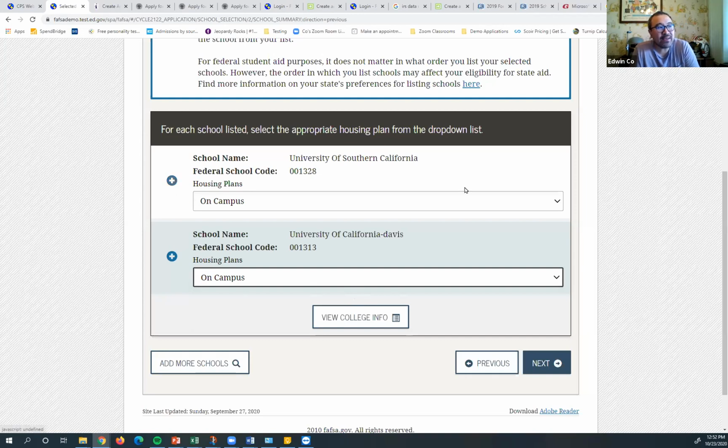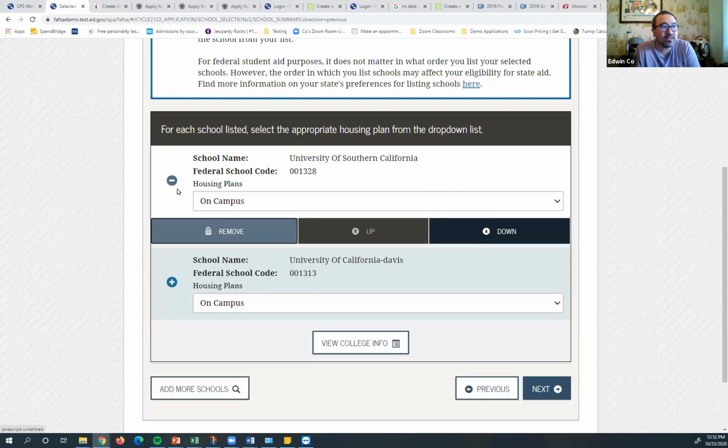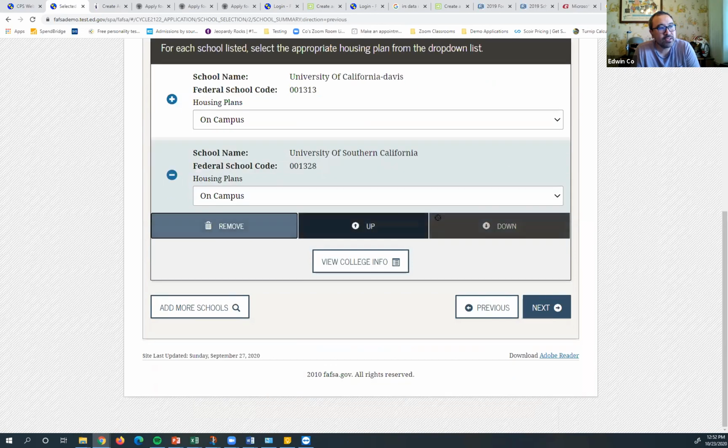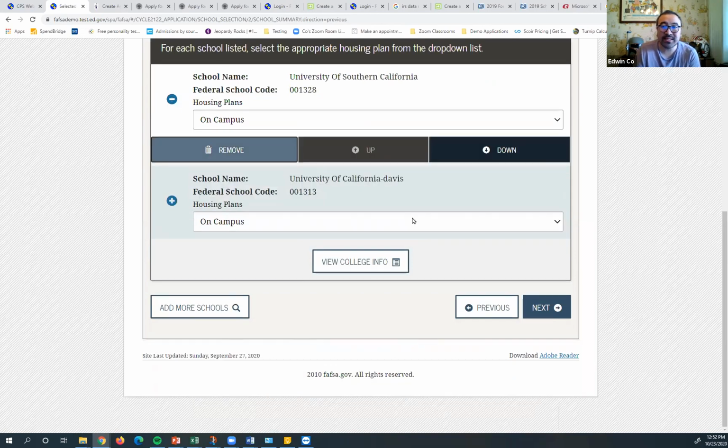As you can see, I have USC as my first school. If USC wasn't my first school, I can click on this little plus sign and move it up and down the list. Usually you want a private or UC as your number 1 school, top of the list. After that, I'm going to hit next and we'll go forward. You can always come back and add more schools later on.